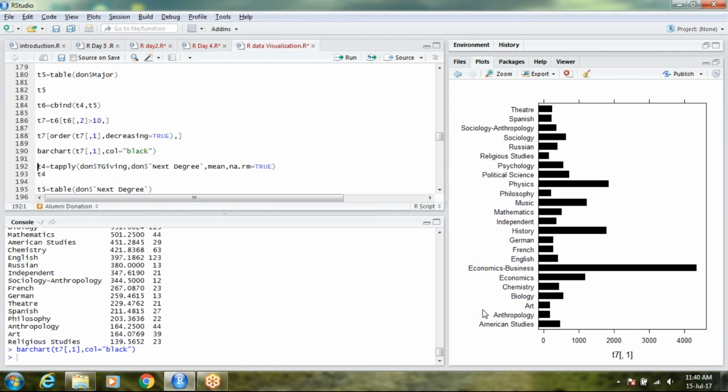Here I have made it only on the basis of the donation that has been provided from the different departments that I have. From all the departments, what is that contribution?